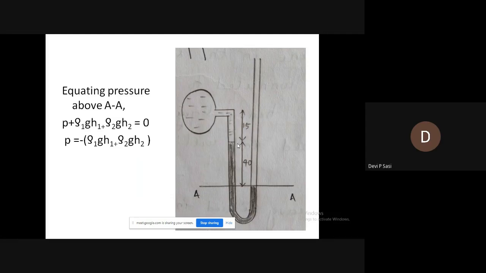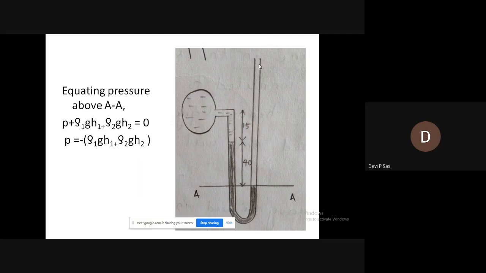the figure. So here what is given? It contains two liquids. One is having a specific gravity 0.8, which is a light liquid. And the next one is mercury, having a specific gravity 13.6. The right limb is open to the atmosphere and it possesses vacuum pressure. Since it possesses vacuum pressure, the right limb will be empty above the AA line.